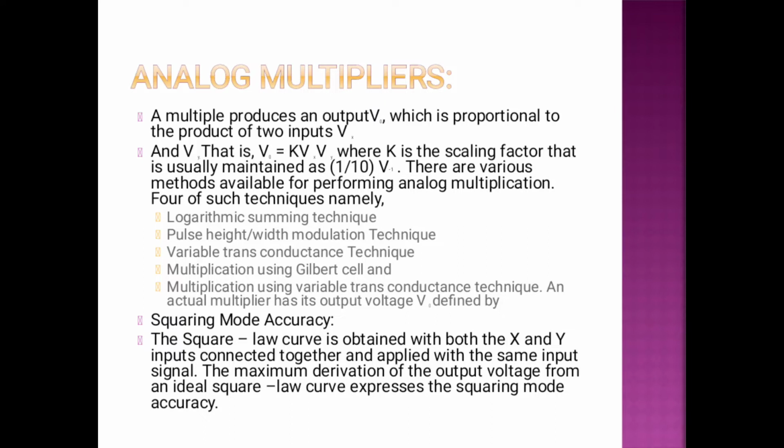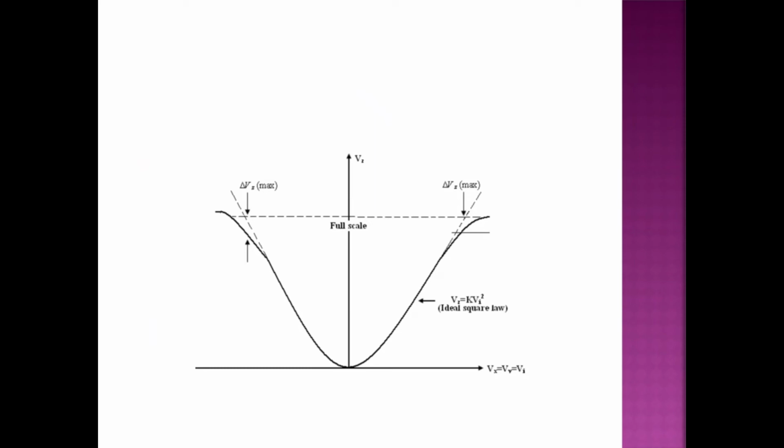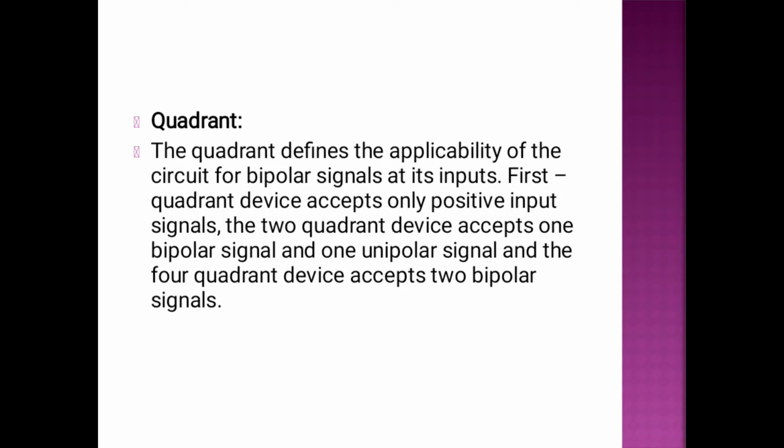An actual multiplier has its output voltage V0. Squaring mode or accuracy: the square law curve is obtained with both the x and y inputs connected together. This is the waveform for the full scale of a circuit. So the quadrant defines the applicability of the circuit for the bipolar signal and its inputs.